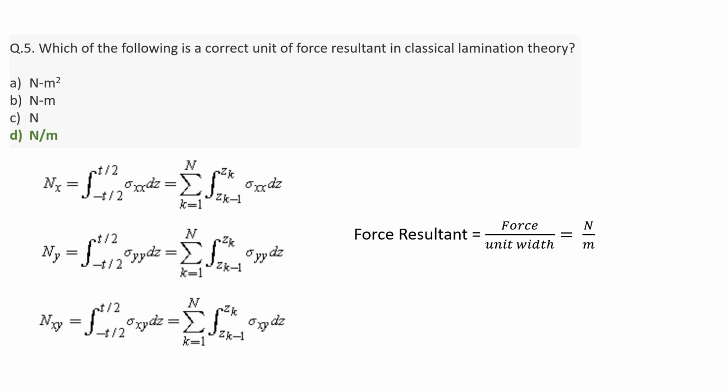Next question, question number 5: which of the following is a correct unit of force resultant in classical lamination theory? When we are talking about force resultant, the force resultant is equal to force per unit width. As we already know, the unit of force is Newton, and when we talk about force resultant, it will be force per unit width, so that will be Newton per meter. That will be the unit of force resultant.